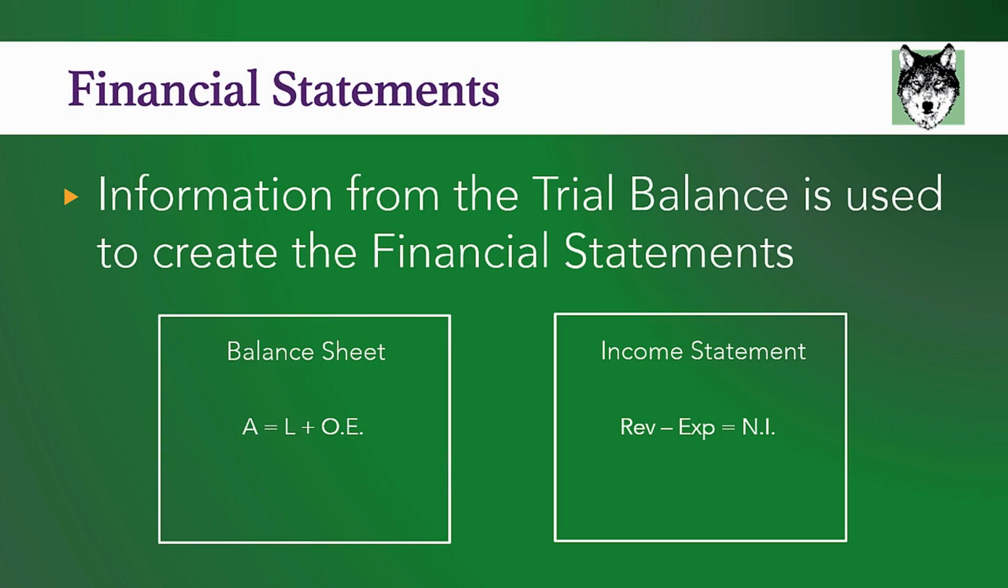Now the final step in the process of your accounting system is generating your financial statements. You use your trial balance to create those financial statements. You can see here on the slide you have your balance sheet, which follows the equation assets equals liabilities plus owner's equity, and you have your income statement, which follows the equation revenue minus expenses equals net income. So that's kind of the whole accounting system process.